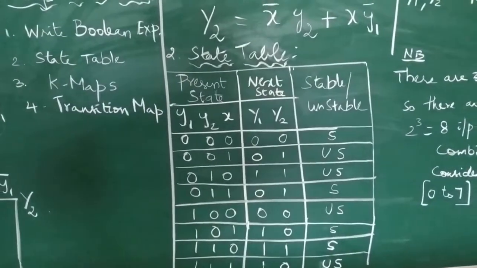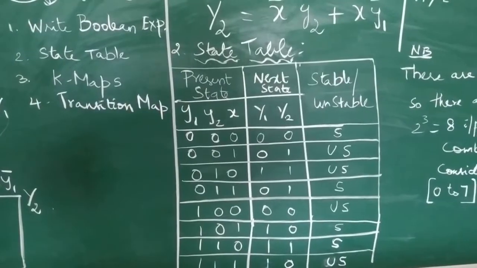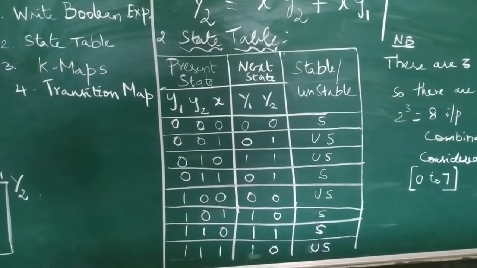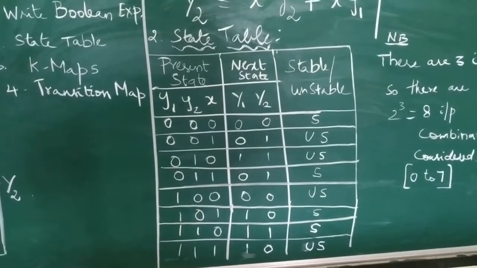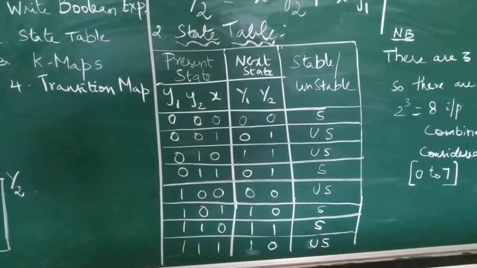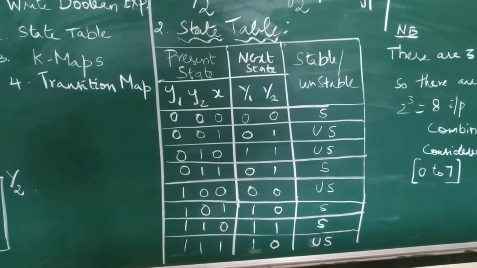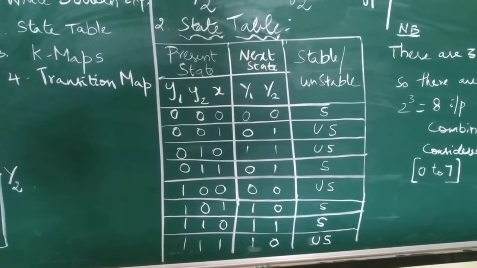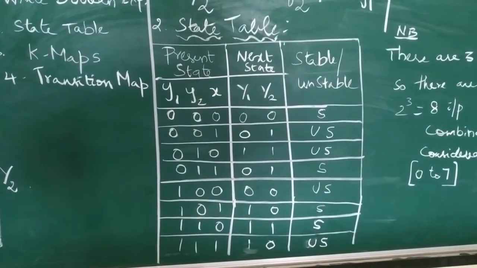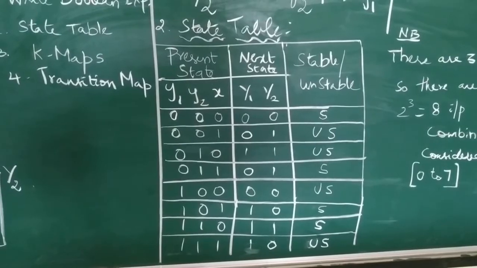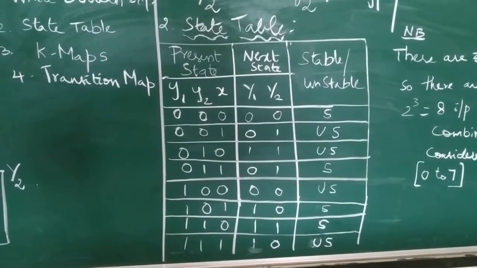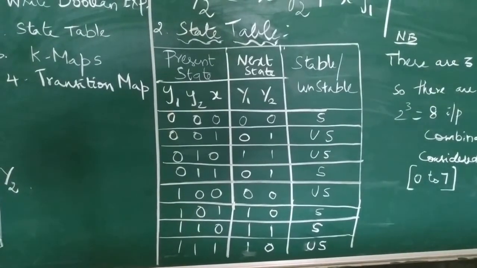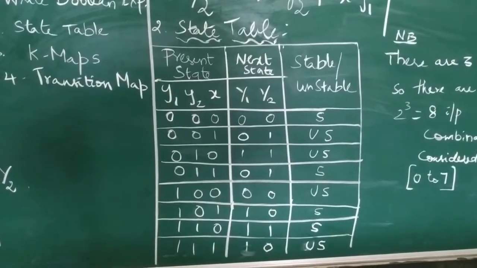The next thing that we form is the state table. The state table gives us the relationship between the present state and the next state. It also tells us if the state is a stable one or unstable one. If the present state, lowercase y1, y2, is equal to the next state, uppercase Y1, Y2, then it is said to be a stable state. If they are not equal, then the state is said to be unstable. I have given clear definitions in problem 1 of my video.